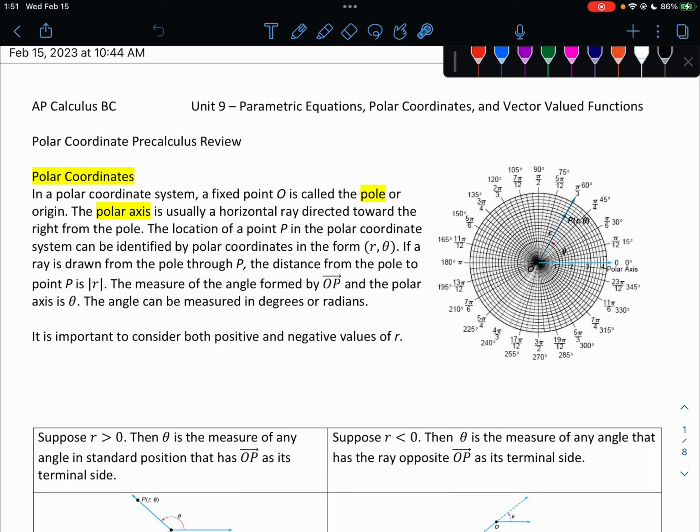To plot points here, the points are given as r comma theta, but honestly what I usually do is I usually do theta first and then do r from there, but you can do it either way. Basically, you want to go r units out at an angle of theta. So if I got a point that was 30 degrees, I would go to 30 first, and then I would go r units out from there. Okay?